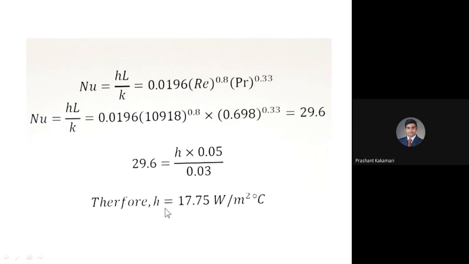So h, the heat transfer coefficient between air and the absorber plate, is around 17.75 watt per meter square degree centigrade. This is between air and plate. Now using this heat transfer coefficient, as I told you, one can find out the temperature at the outlet.